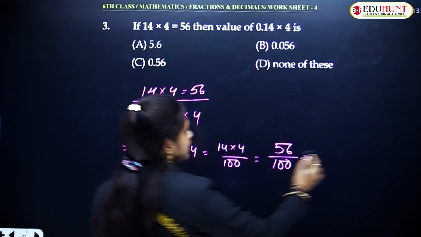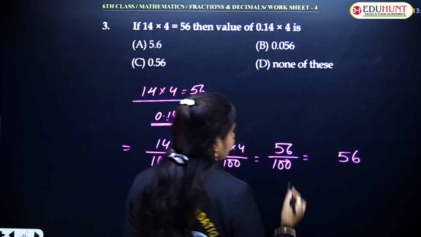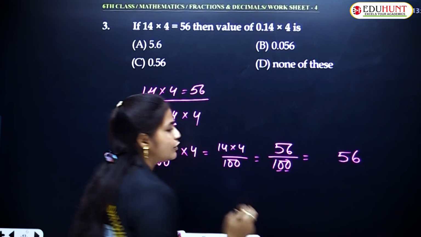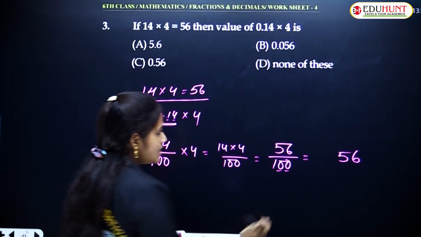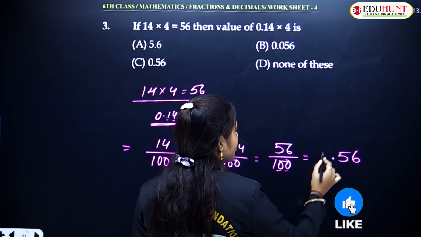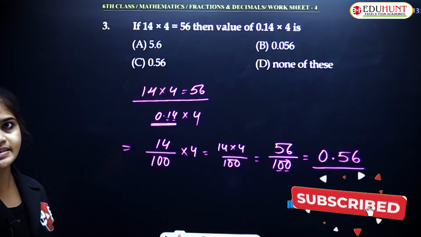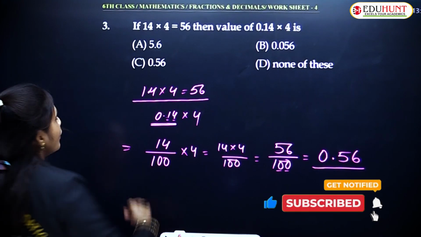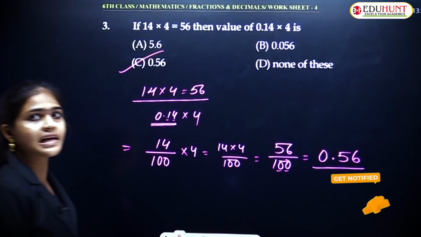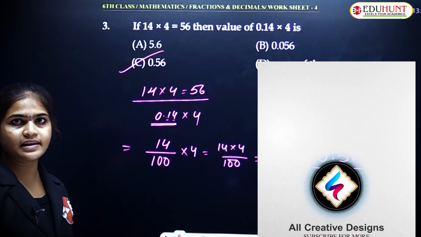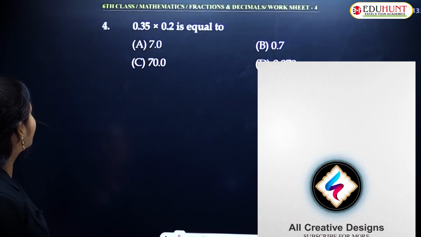Understand? So what is the number here? 56. And how many zeros are there? 2 zeros. So 2 digits before, you have to keep the point. Finally the answer is 0.56. Which option is correct? Option C is correct. Okay. Next one.